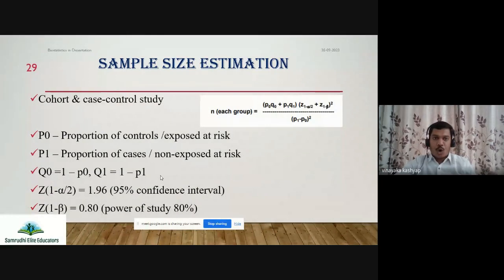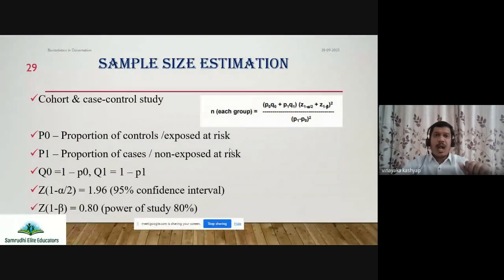Now, if you're doing a cohort or a case control study, then the sample size formula uses P naught Q naught plus P1 Q1. So what exactly are these? P is the proportion you found in the controls or in the cases. If it is a cohort study, then it is a risk: for example, exposed and non-exposed. What was the prevalence, or the risk, among the exposed? What was the risk among the non-exposed? Okay, so this is the sample size. Again, alpha is the significance, the confidence interval. I will tell you what exactly all these things are in the next slide.